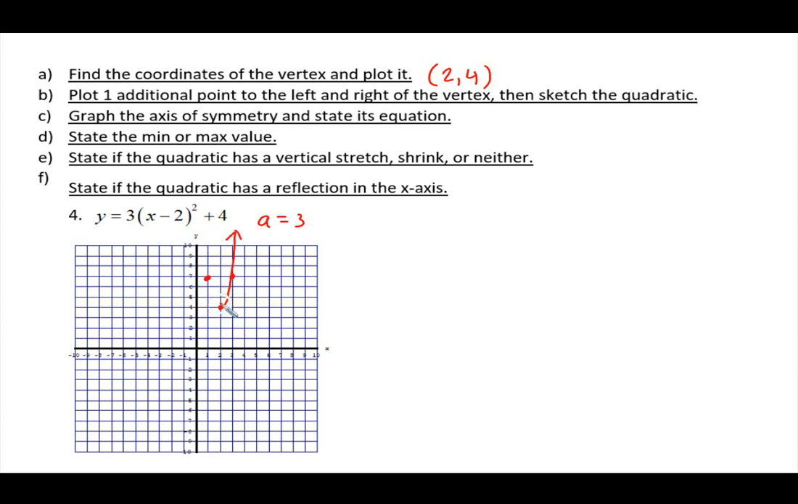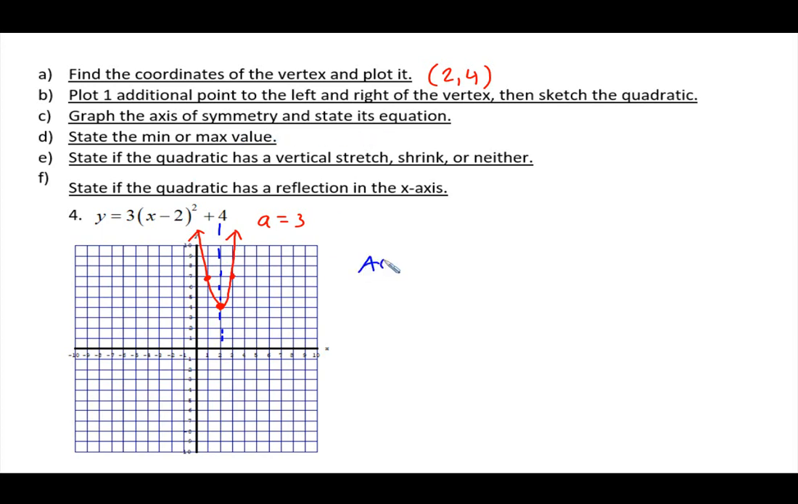Okay. So we've just sketched the parabola, right? Part C says graph the axis of symmetry and state its equation. So remember, the axis of symmetry goes through the vertex. So I'll make a little sketch, just make a dashed line going through the vertex. So there's the axis of symmetry, right? So graph the axis of symmetry and state its equation.